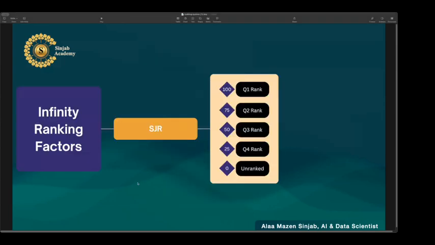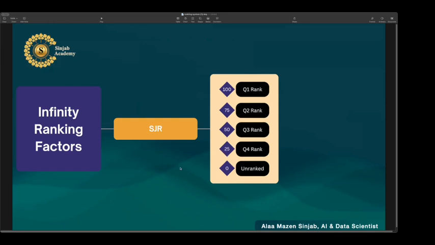So let's go over them one by one, how we went about each of them. The first one is SJR. As I mentioned, we have Q1, 2, 3, and 4. Some journals are unranked, and what you see here on the left is a point system. We have created a point system where each of these gets points. So if the journal is Q1, the study will get 100 points, and you go down the list: 75, 50, 25, and 0.